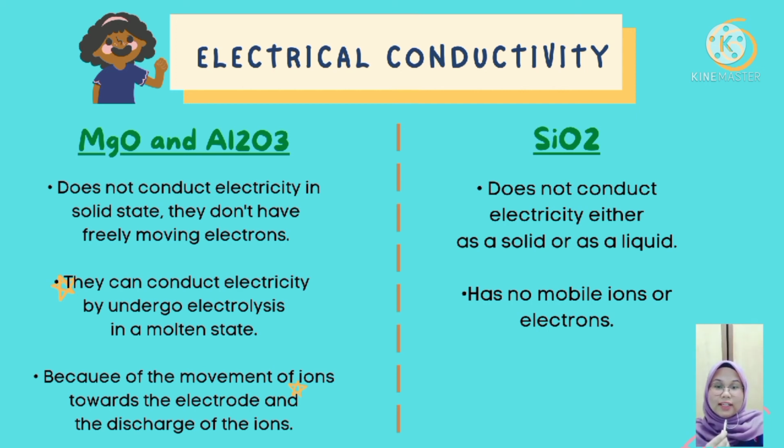Okay, for silicon dioxide, it does not conduct electricity either as a solid or as a liquid. This is because in silicon dioxide, there is no mobile ion or electron.